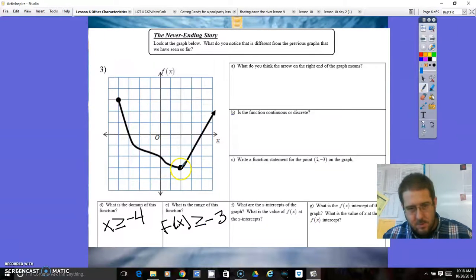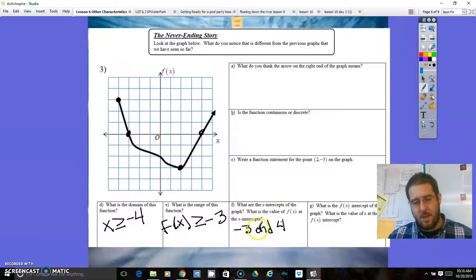That's the lowest point it goes, and it goes up infinitely because of this arrow. What are the x-intercepts of this graph? The x-intercepts are negative 3 and positive 4. Now, I was about to put a comma there, which I tell you not to do, because a comma would have made it look like a coordinate. Negative 3 and 4. And what is the value of f of x at the x-intercepts?